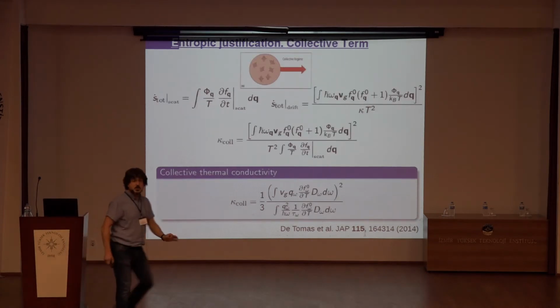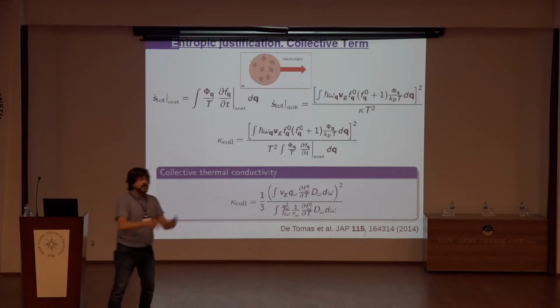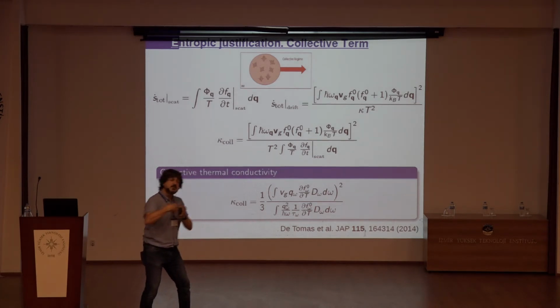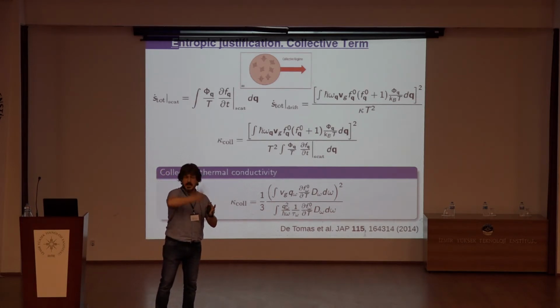But what happens when you are in a collective regime? The normal scattering is redistributing energy. So what happens with the entropy? Entropy cannot be generated by each mode alone, but by the whole distribution.